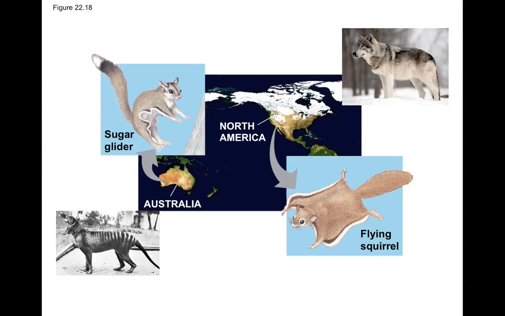The last known one died out in a zoo in 1930. You can see this was a zoo specimen. But again, this is a top carnivore that evolved similarly to dogs and cats and other carnivores, but it is also a marsupial. So it's actually more closely related to the sugar glider, and the flying squirrel is more closely related to the wolf than any of these things are related to each other.